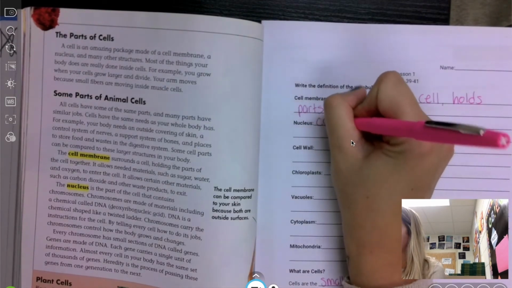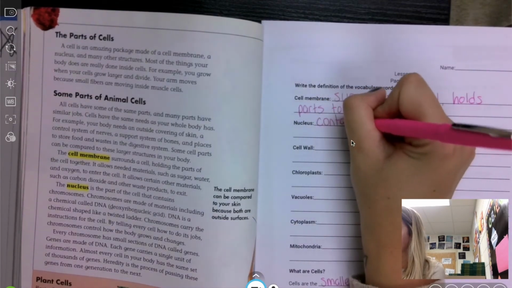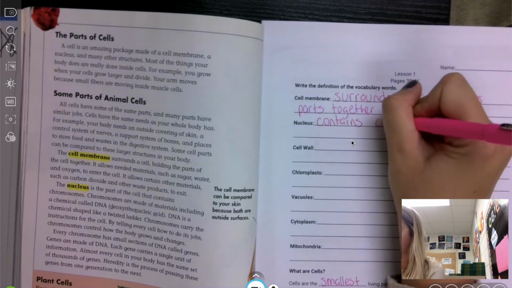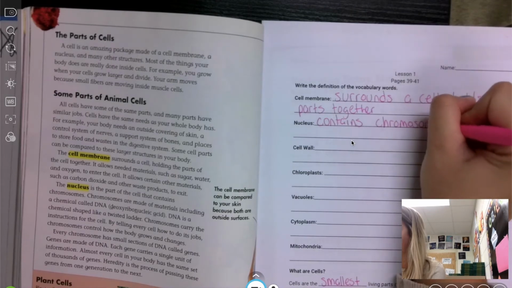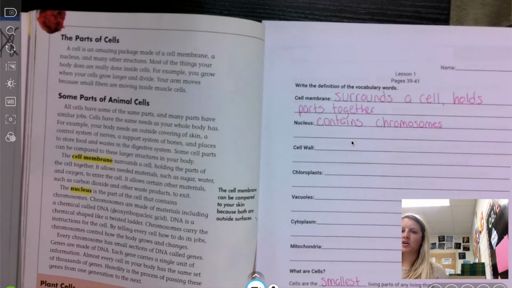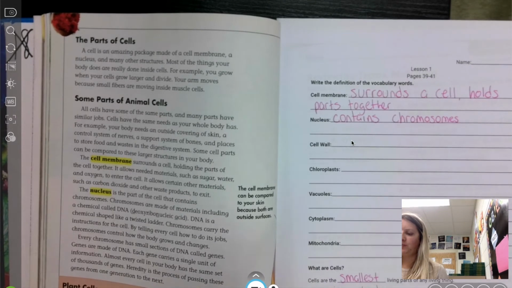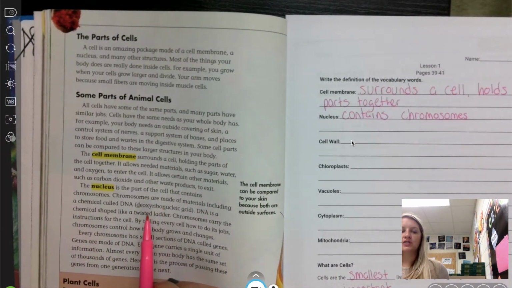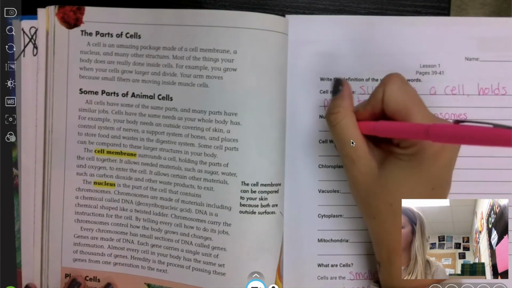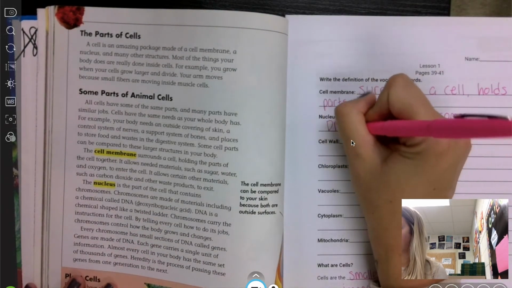Contains chromosomes. And we're going to read about what chromosomes are as we keep reading. Chromosomes are made up of materials including a chemical called DNA. And I'm going to put that underneath just so I know that nucleus holds the DNA.